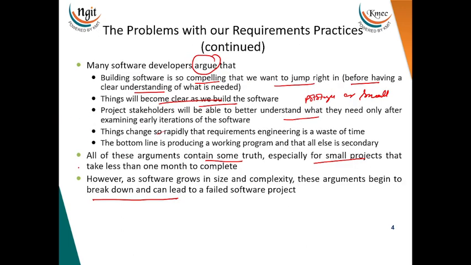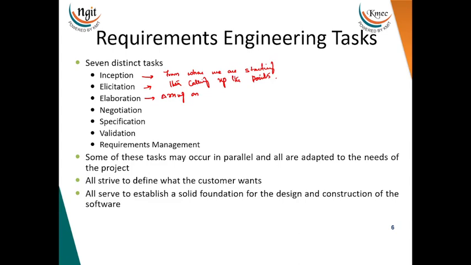Then there is the other part, the requirement engineering tasks. There are seven tasks: inception, elicitation, elaboration, negotiation, specification, validation, and requirements management. Inception is the starting point, where we are going to start. Elicitation is the calling point: once we have started, what are the requirements which we are going to take into points. Then elaboration is arranging that elicitation into parts, in order. Then we have to negotiate it, then specification.